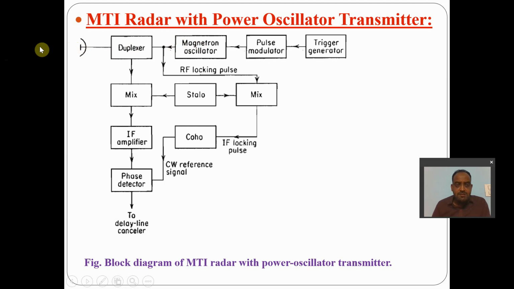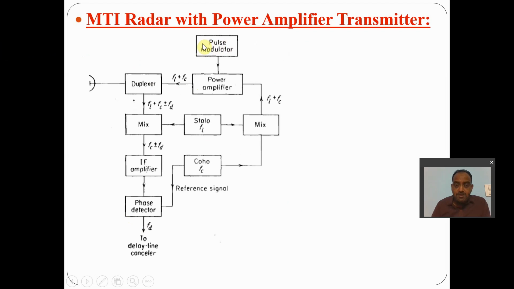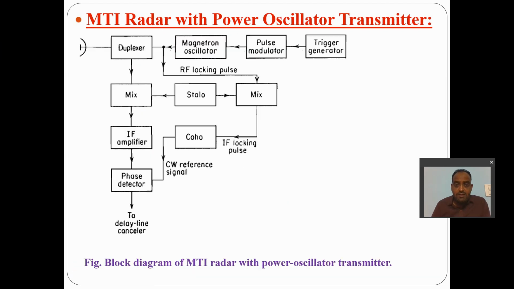The received signal with a Doppler shift will come here. From this signal, STALO FL frequency gets cancelled. Here the Fc signal will get cancelled, and finally what we get is Fd. The difference between the previous diagram and this diagram is that the power amplifier and pulse modulator block is replaced by a magnetron oscillator, pulse modulator and trigger generator.